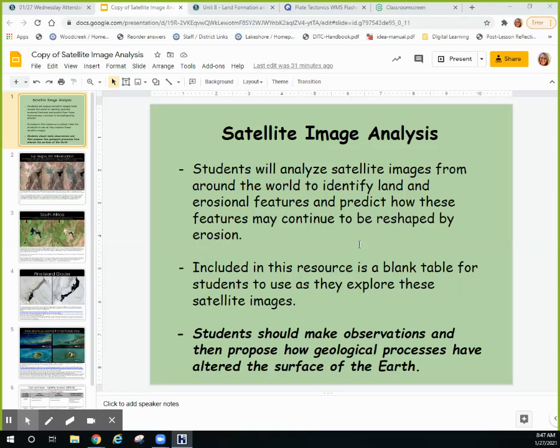Erosion is the removal or movement of land. So whether that be grass and trees and vegetation and soil and rocks, the movement of any kind of land, any part of land is erosion.